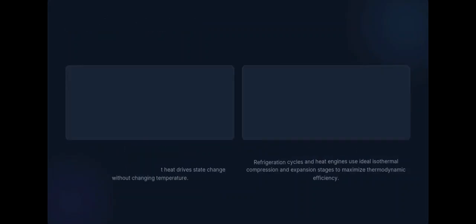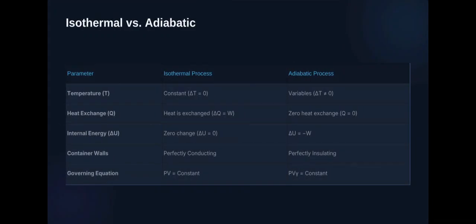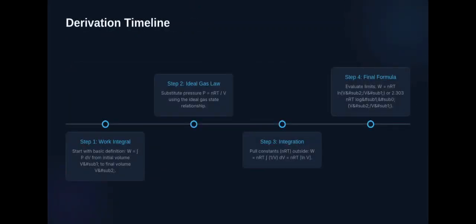So now we will see the isothermal versus adiabatic comparison. Let's compare the isothermal and adiabatic processes. In an isothermal system, temperature is constant, heat exchanges freely, delta Q is equal to W, and walls are perfectly conducting, following PV equals C. In an adiabatic process, heat exchange is zero. Temperature varies, internal energy drops, and delta U is equal to minus W.